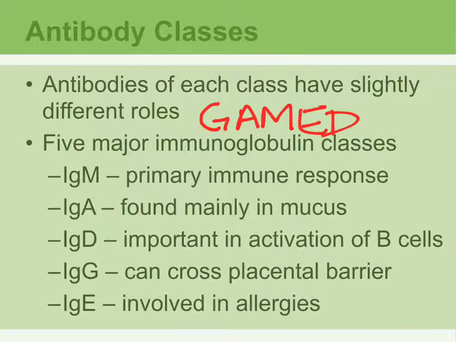IgA is found mainly in mucus and other bodily fluids, but mainly in the mucus. IgD is important in activation of the B cells. IgG is the only one that crosses the placental barrier, which provides the example of the naturally acquired passive immunity, because the antibody is transferred from the mom to the baby. It's the only one that can cross the placental barrier. And then IgE is involved in allergies.